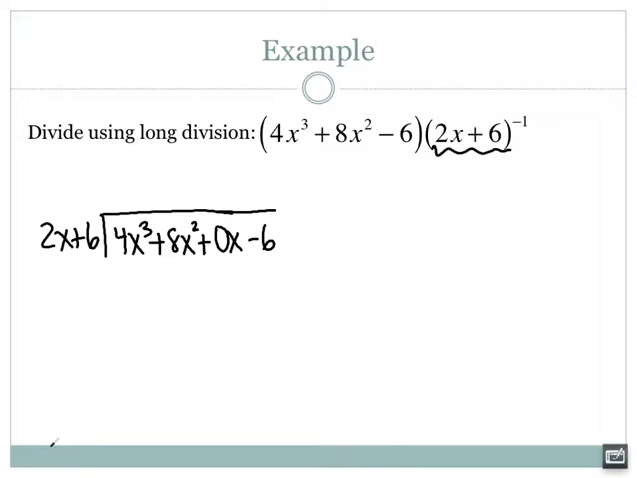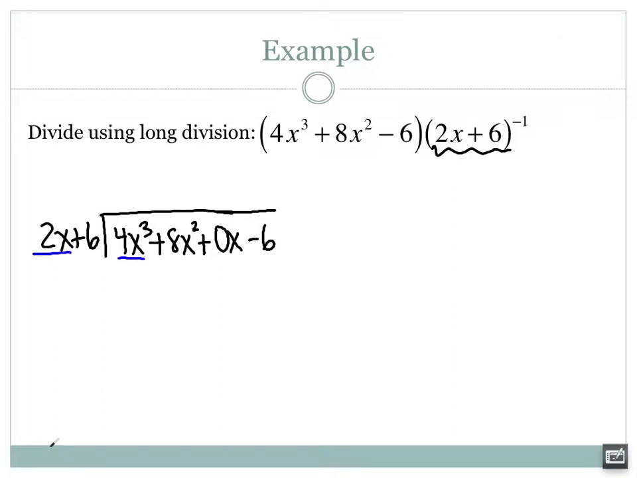Okay, so this is a little different than the last example. The last example had an x squared, x, and a constant. You always have to go in decreasing order. So even though we don't have an x term, we still need to put a 0x kind of as a placeholder. Okay, so let's start our division.